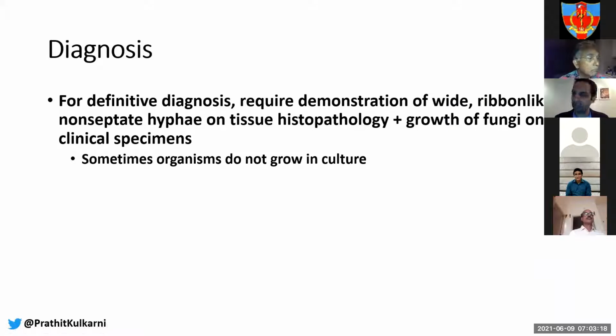For definitive diagnosis, you require demonstration of wide ribbon-like non-septate hyphae on tissue histopathology and also growth of fungi on clinical specimens. However, sometimes these fungi are difficult to grow and they don't always grow in culture. So it can be difficult to make the diagnosis sometimes because they don't grow. But most important is, if you can get it, histopathology.